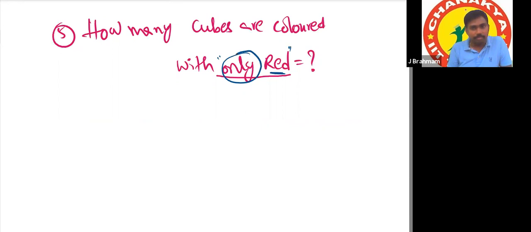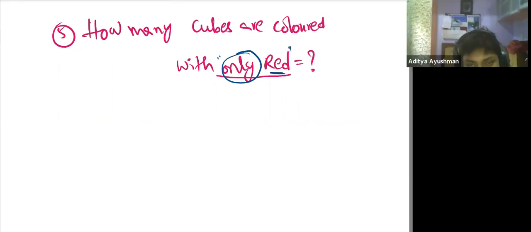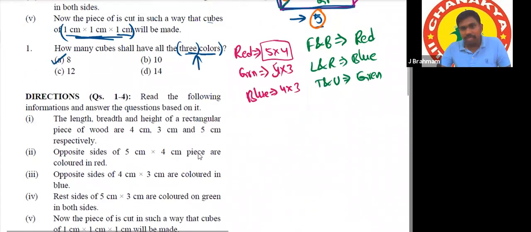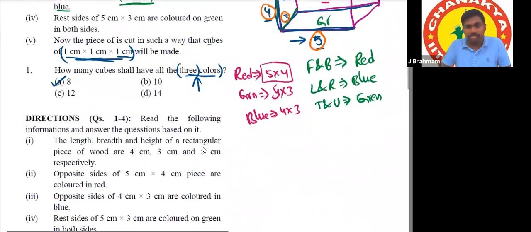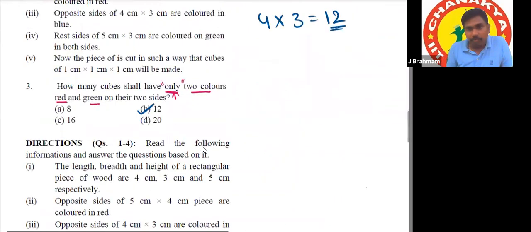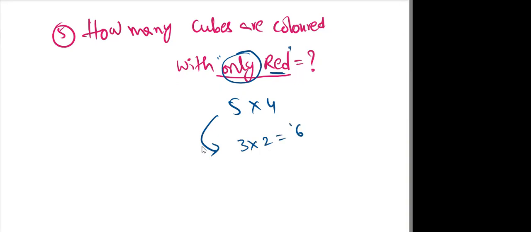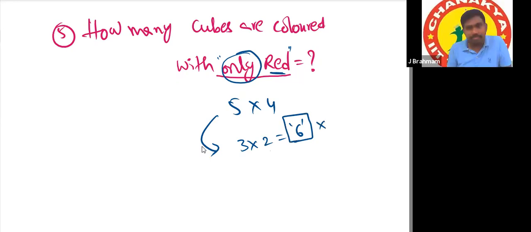Sir, 6. Sir, it's 12. So then it will be face cubes, right? Only face cubes. So actually this is a 5 by 4 face. But out of this 5 by 4 face, if you remove one layer on each side, it will be 3 by 2. Yes or no? Yes sir, it'll be 6 on each side. 6 into 2 is 12. How many sides, sir? 2 sides. Yes, 12 sir. Answer is 12.